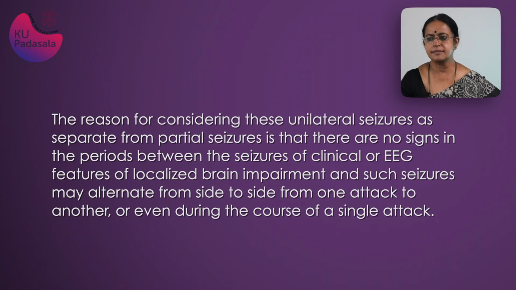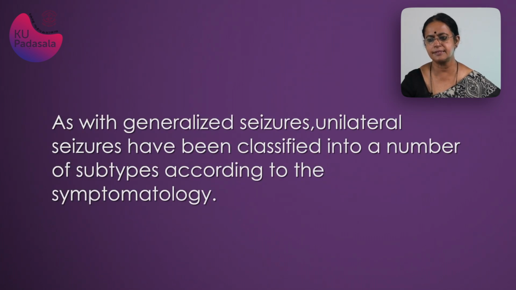The reason for considering these unilateral seizures as separate from partial seizures is that there are no signs in the periods between the seizures of clinical or EEG features of localized brain impairment, and such seizures may alternate from side to side, from one attack to another, or even during the course of a single attack. As with generalized seizures, unilateral seizures have been classified into a number of subtypes according to the symptomatology.